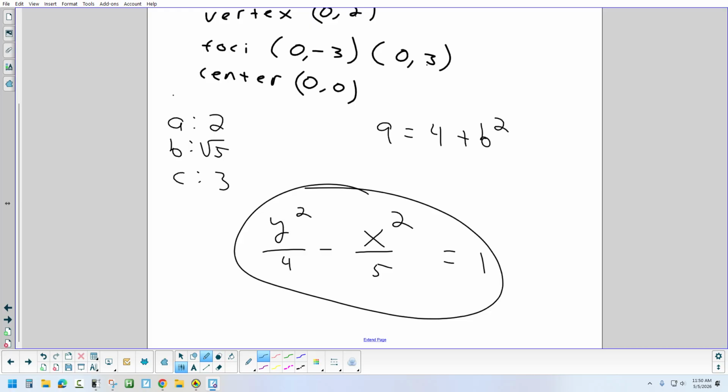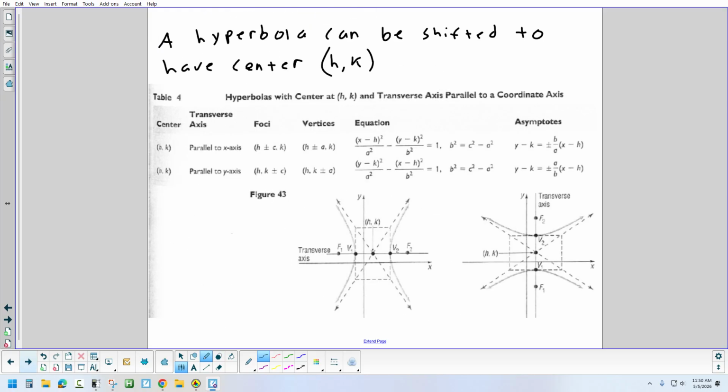Any question on that? All right, so we've done a lot of, I give you the equation, you discuss it. I give you the discussion part, you give me the equation. We did a graph of one. So now the last thing is to look at the shifts.